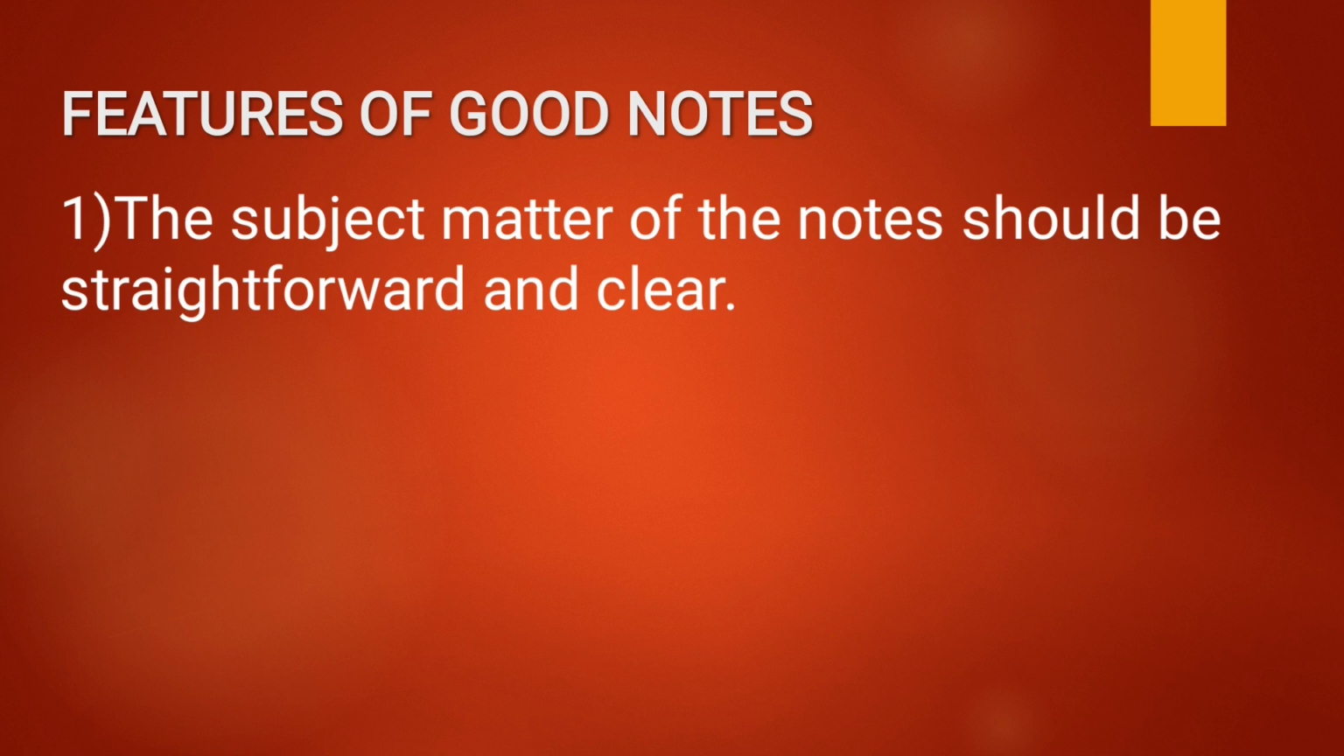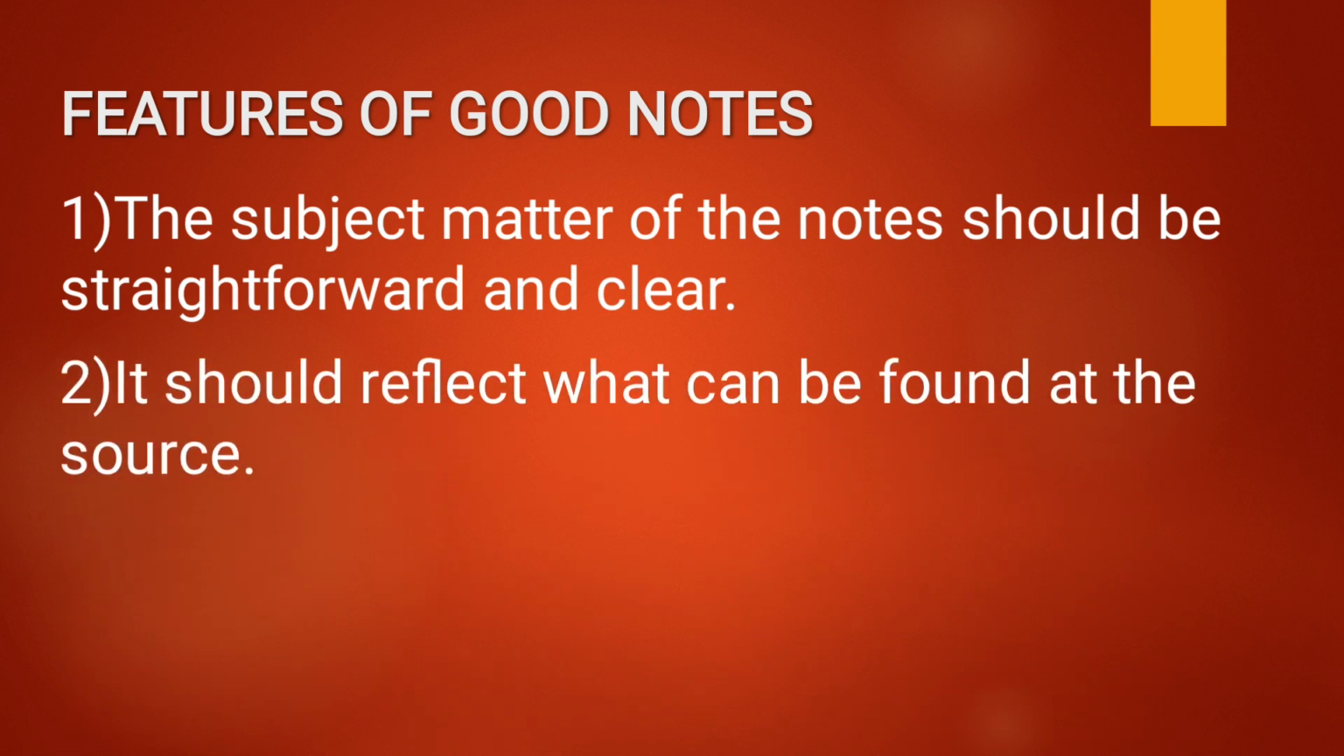And then two, it should reflect what can be found at the source. Anytime you are making a note, if it is from a book that you pick, after writing, the note must not be independent from the source. The note has to reflect the source. It means that what you have written must not deviate from the source where you picked the information from. So some of you who write down something which your lecturer has not said, you have to be careful, right?